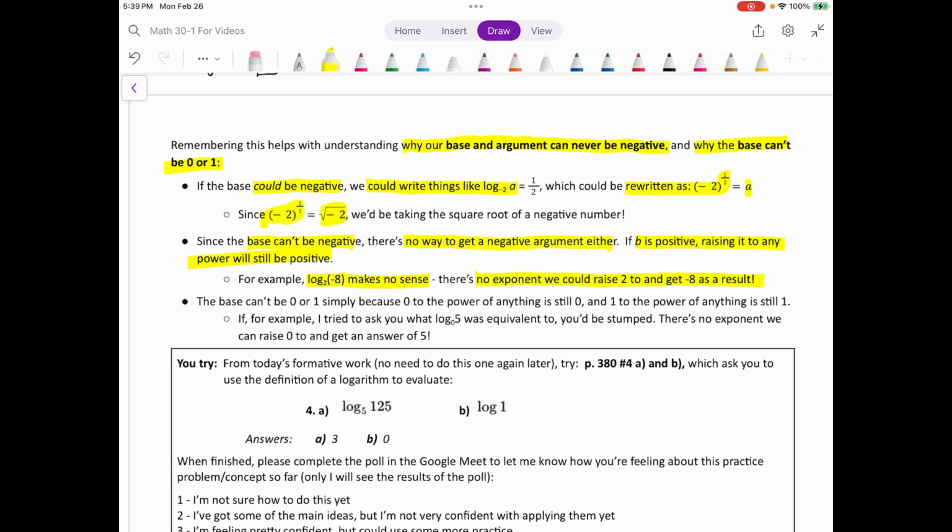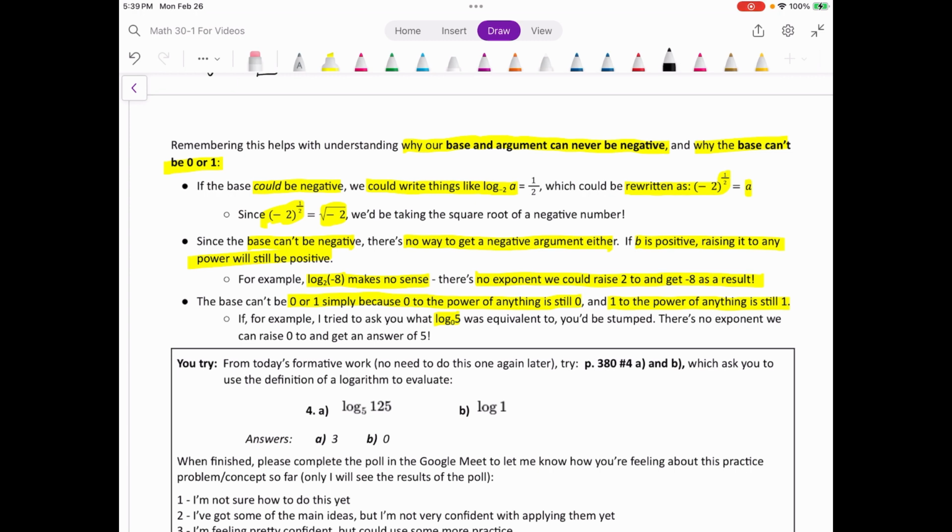Why can't the base be 0 or 1? Well, if we think about it, 0 to the power of anything is still 0, and 1 to the power of anything is still 1. So if, for example, I tried to ask you what log base 0 of 5 was equivalent to, you'd be stumped, right? Because 0 to the power of what equals 5? Well, nothing, right? 0 to the power of anything is going to be 0. There's no exponent we can raise 0 to and get an answer of 5.